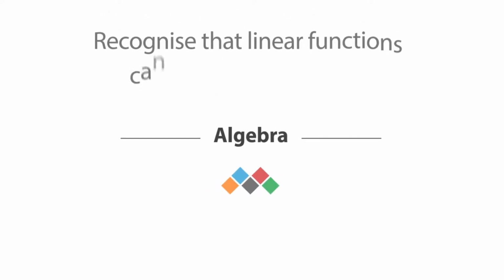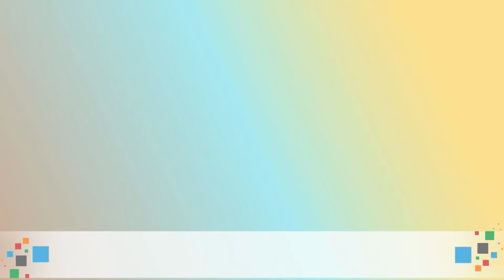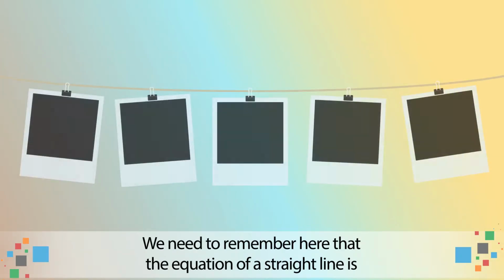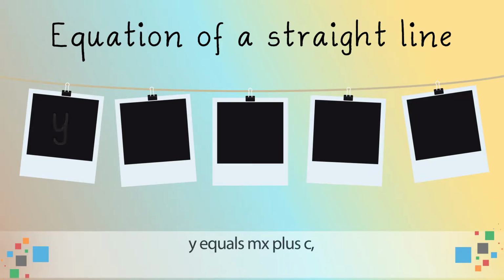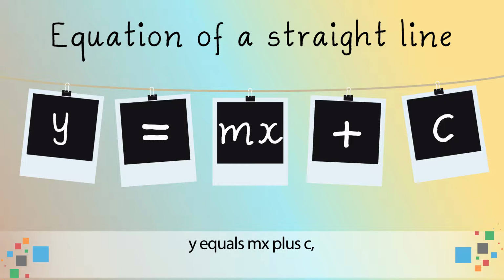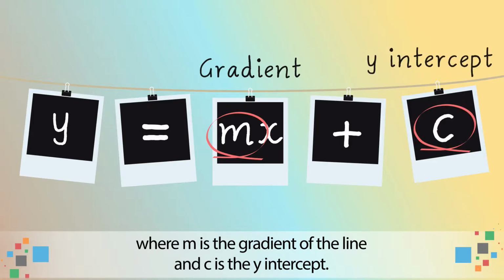Recognise that linear functions can be arranged to give y explicitly in terms of x. The lesson. We need to remember here that the equation of a straight line is y equals mx plus c, where m is the gradient of the line and c is the y-intercept.